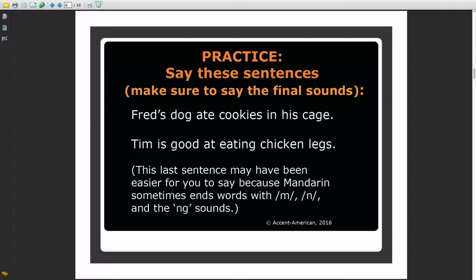So let's do a little bit of practice. Say these sentences, making sure to say the final sounds. Now I will say them first, and then I'll leave a space, and you say them after me. Fred's dog ate cookies in his cage.